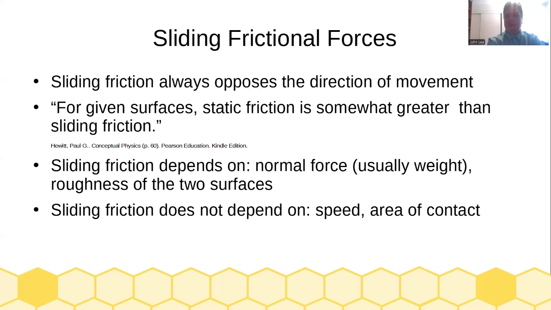Sliding friction is proportional to the normal force as well, but the maximum value of static friction is proportional to the normal force times a value that is going to make it slightly bigger than the value that you get for sliding friction. So sliding friction depends on normal force, which again, usually weight, and the roughness of the two surfaces, but it does not depend on speed or area of contact. So as you move an object against a sliding friction, it is always going to have the same magnitude of sliding friction no matter what.